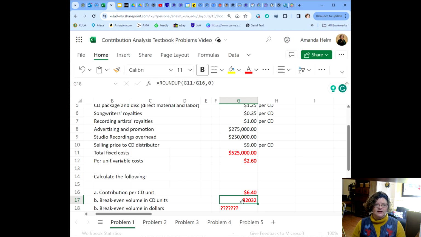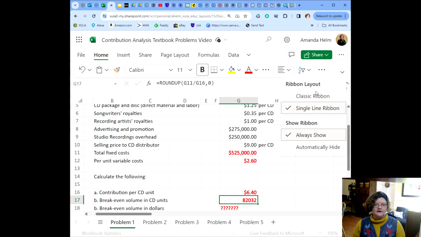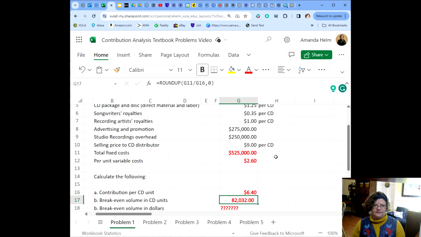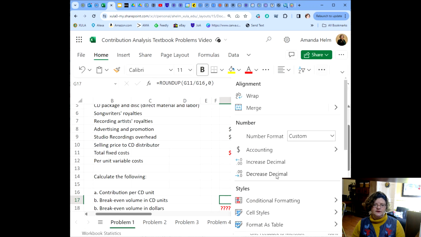82,032 units. And if I want to do some niceties here, I like to have a comma, and then I would like to decrease my decimal to a whole number.